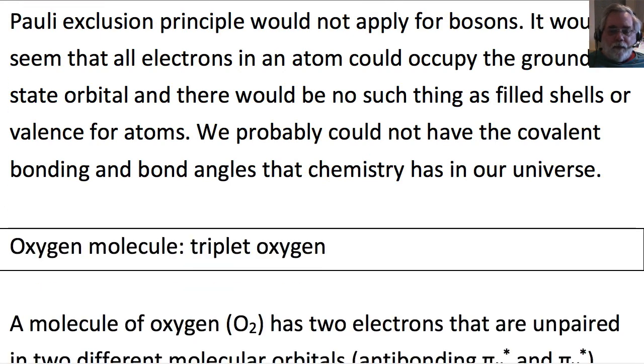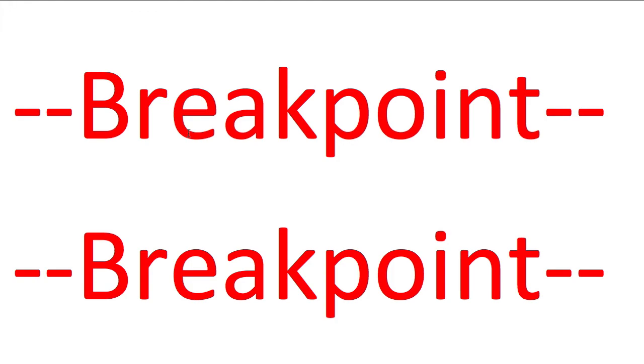But we don't have that. Electrons in our universe are spin 1/2 fermions. This is a possible time to take a break.